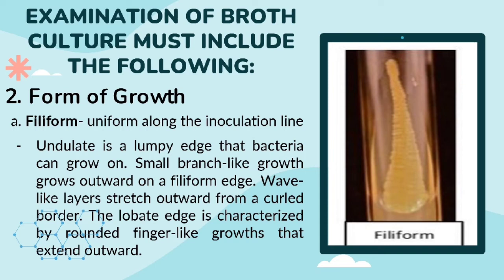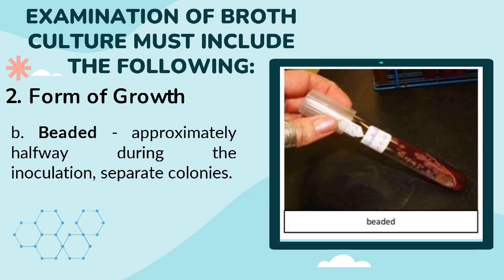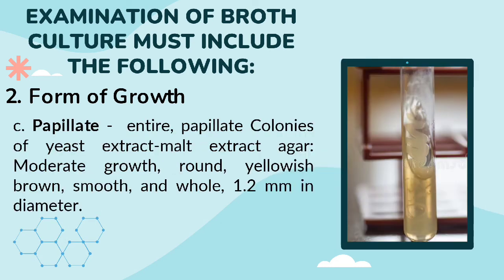Small branch-like growth grows outward on the filiform edge. Wave-like layers stretch outward, forming a curled border. The lobate edge is characterized by rounded finger-like growths that extend outward. Beaded, approximately halfway during inoculation, separate colonies. Papillate, entire papillate colonies on fish extract malt extract agar. Moderate growth, brown, yellowish brown, smooth and whole, 1.2 mm in diameter.